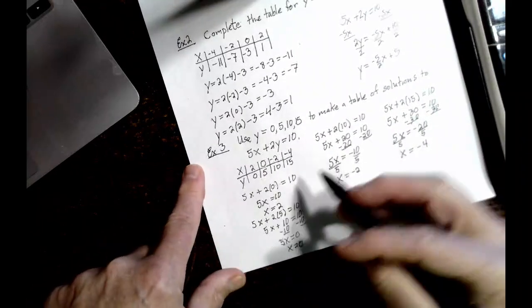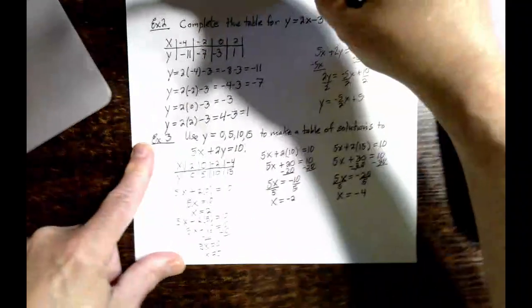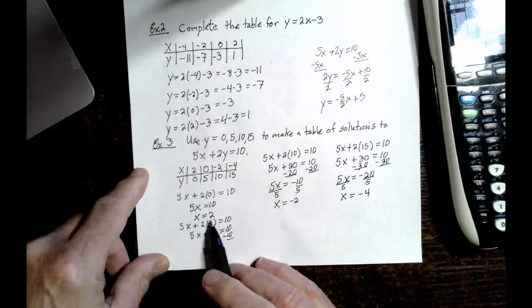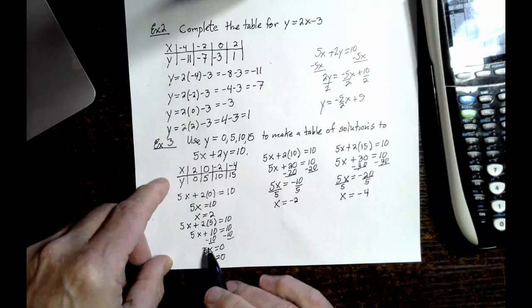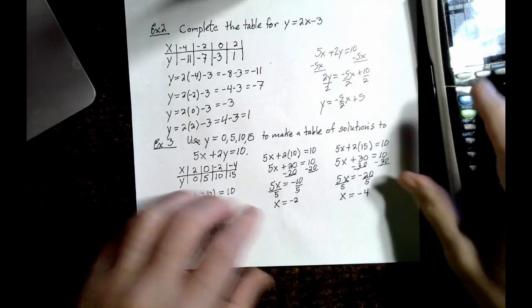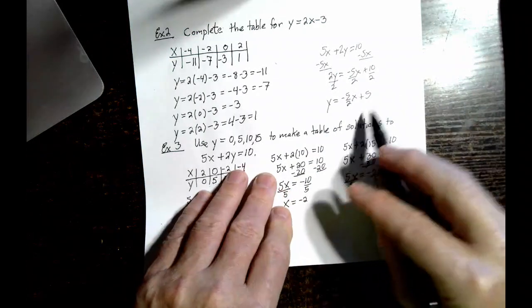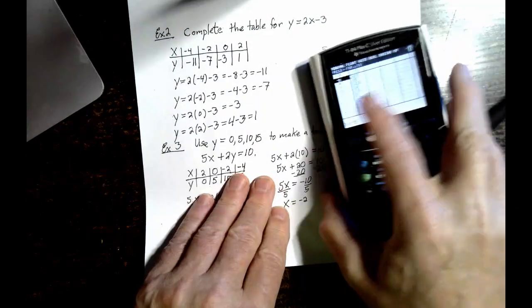But you can also do it this way. It's a long way. You can plug in 0 for y and figure out what x is. Plug in 5 for y and figure out what x is. And do the same thing for each one. Okay? It's easier if you just solve it for y and then type it into your calculator and let your calculator do the work for you.